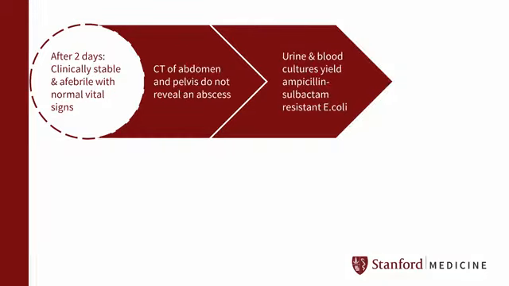2 days later, the patient was clinically stable and afebrile with normal vital signs. Computerized tomography of the abdomen and pelvis performed shortly after admission did not reveal an intra-abdominal infection. Urine and blood cultures yielded Escherichia coli, which, as was suspected, was resistant to ampicillin sulbactam, but was susceptible to piperacillin tazobactam, meropenem, ciprofloxacin, and cefazolin, among other antibiotics.